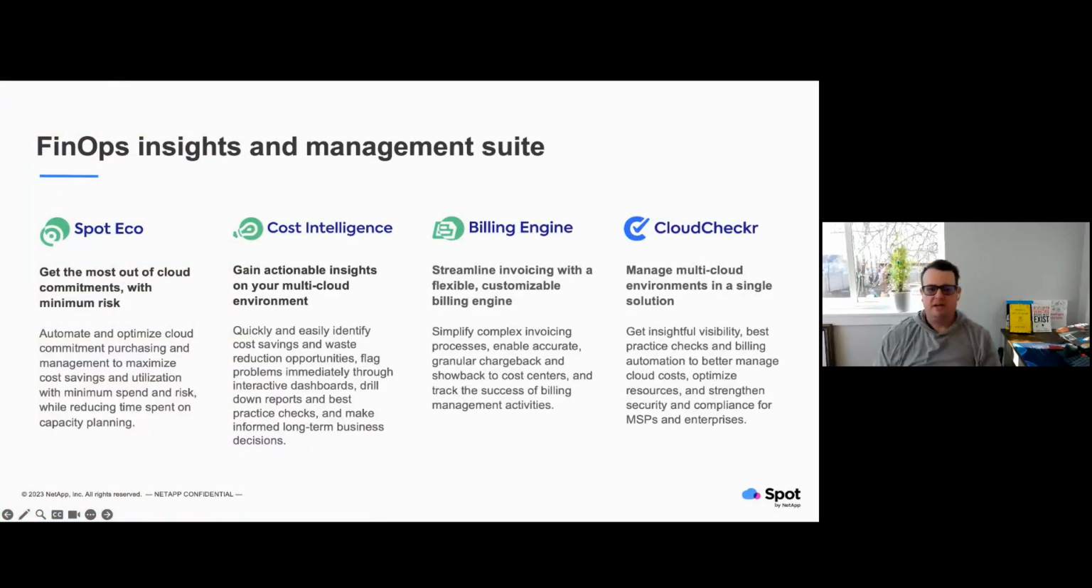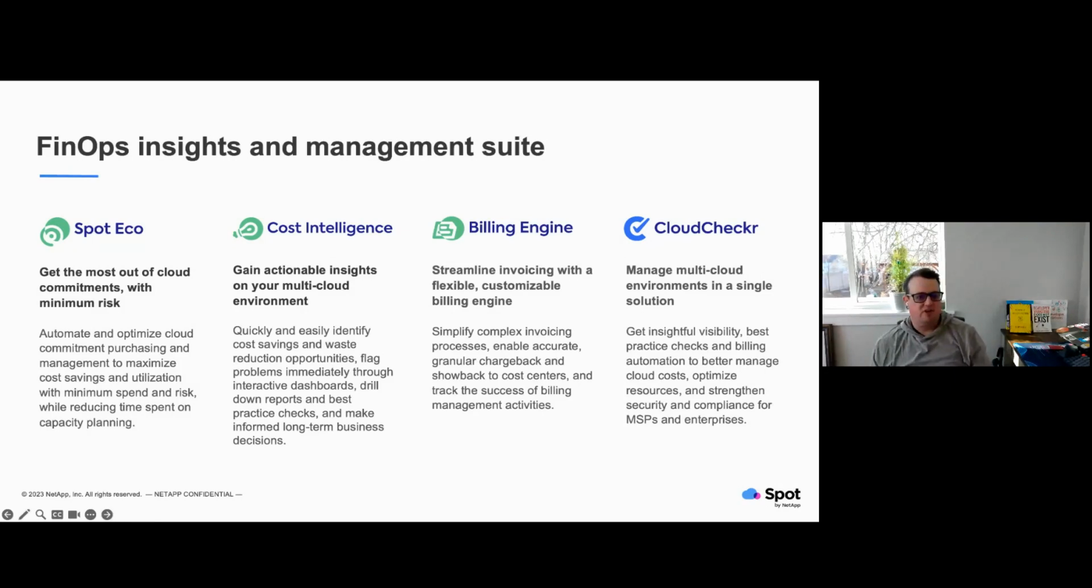So because Spot has a fully turnkey solution with Spot Eco, we can help you get the most out of your cloud commitments with the minimum risk. We can automate and optimize your cloud commitment purchasing. We can manage to maximize cost savings and utilization with minimum spend and risk. This allows you to reduce time spent on capacity planning because our tools are watching your workloads and able to show you what you need based on your utilization.